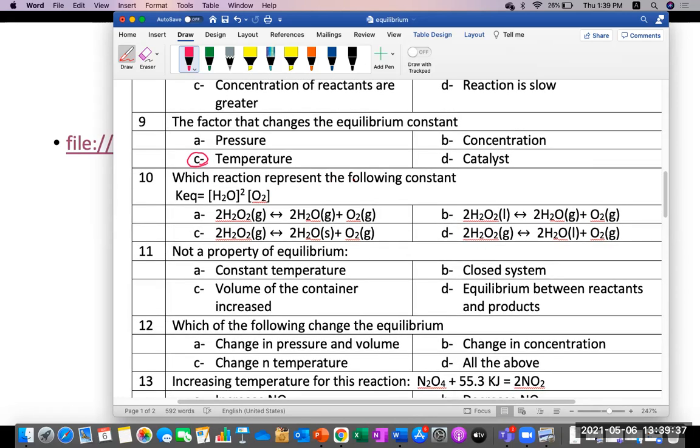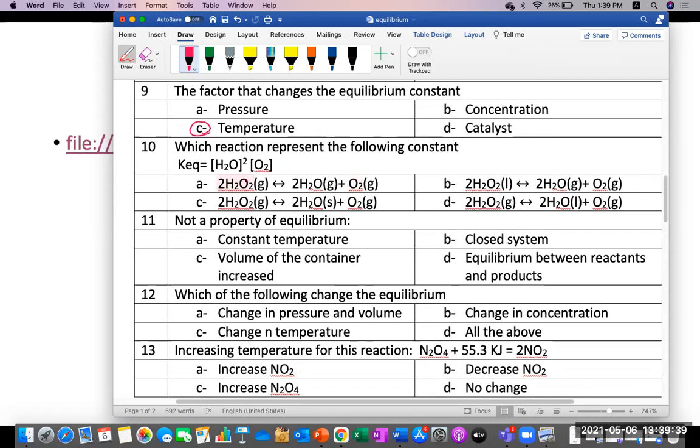Which reaction represents the following constants? Here we have only product, so it means the reactant is not written here. It means that the reactant should be solid or liquid. So we will just search for the reaction where the reactant is solid or liquid. This one, that's it. I'm not choosing the other answer because there the reactant is gas and should be written. So it will be this one.